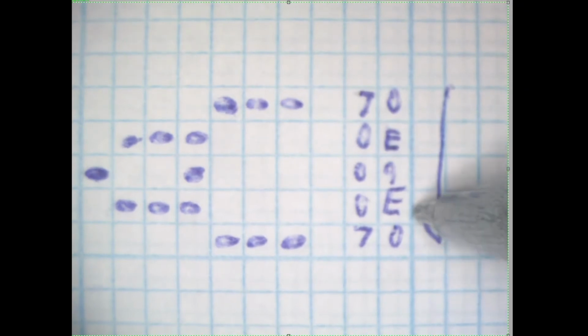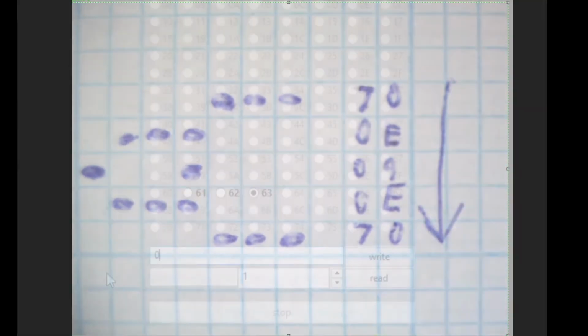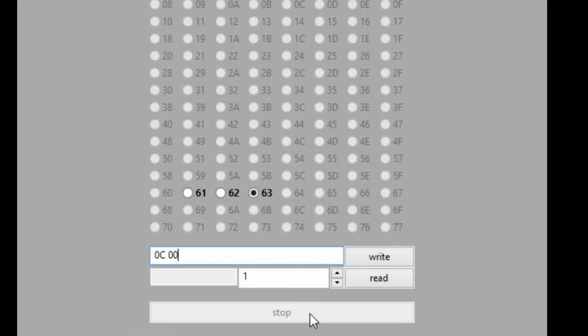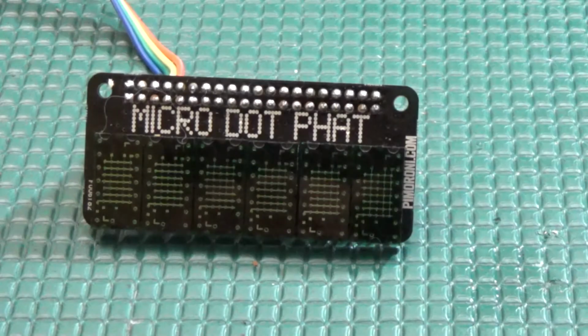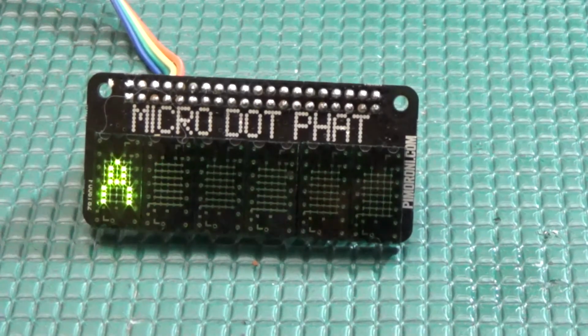This configures the display. Now starting from register 0E, I need 5 bytes to write with the lowest 7 bits actually needed, which makes the bytes I need to send 70, 0E, 09, 0E, and 70 in that order. Press stop and write 0C00 to display the output, which seems to have worked.